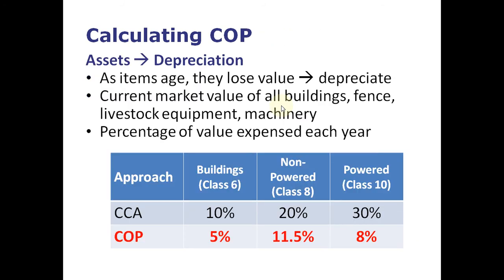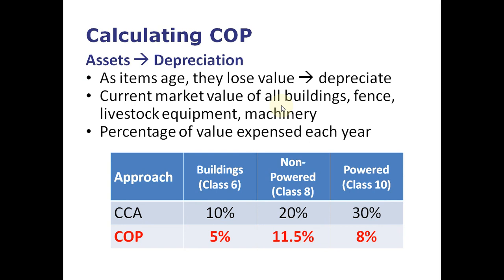On the depreciation expense, you'll need to be pulling together a list of all your assets. As assets age, they lose value or depreciate. So you need a current market value, not the purchase price, for all your buildings, fence, livestock equipment, and machinery. And then there's a percentage of that current market value expensed each year. That's the depreciation.